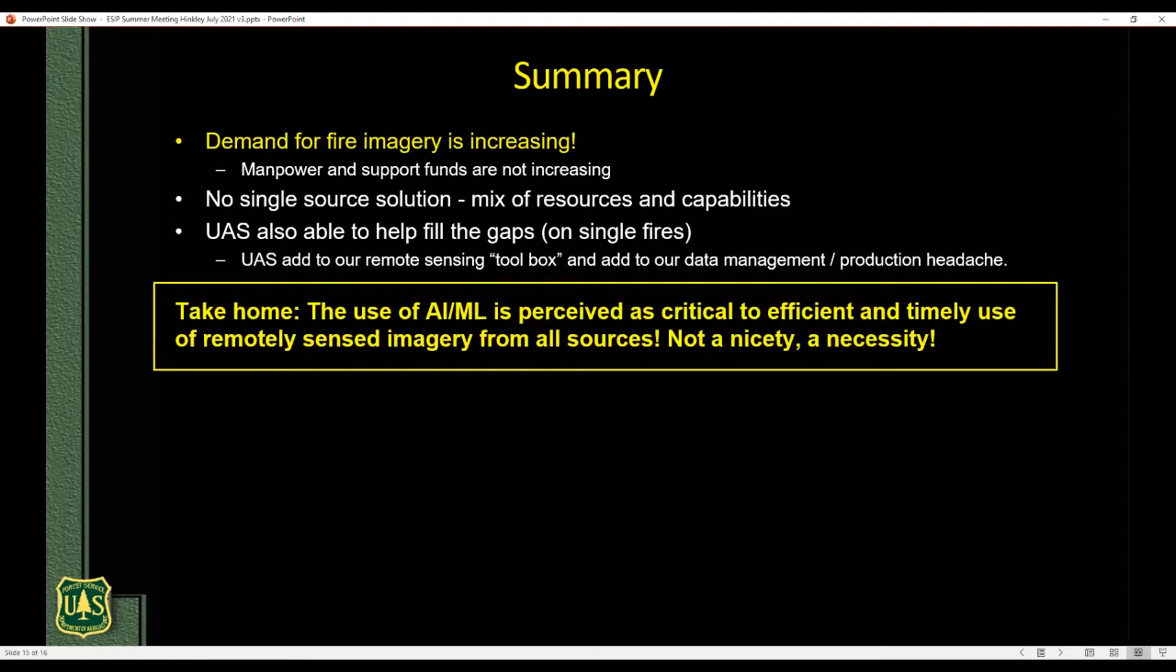As I said, with remote sensing there's no single source solution. You need to have a mix of resources and capabilities. We are looking more to UAS to help fill some of the gaps because they can be deployed at a moment's notice. And so the take home: the use of artificial intelligence and machine learning is perceived as critical by me and others to efficient and timely use of remotely sensed imagery from all sources.